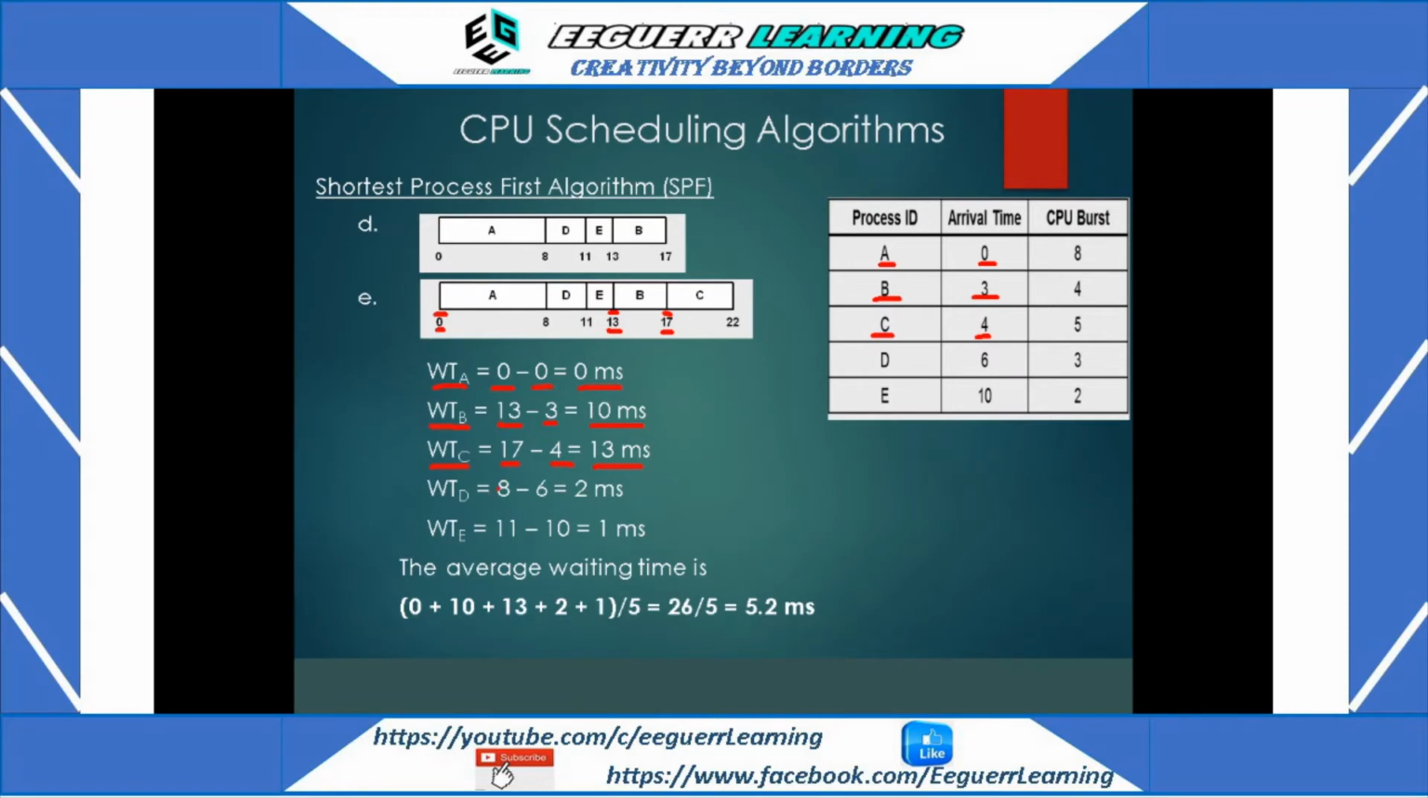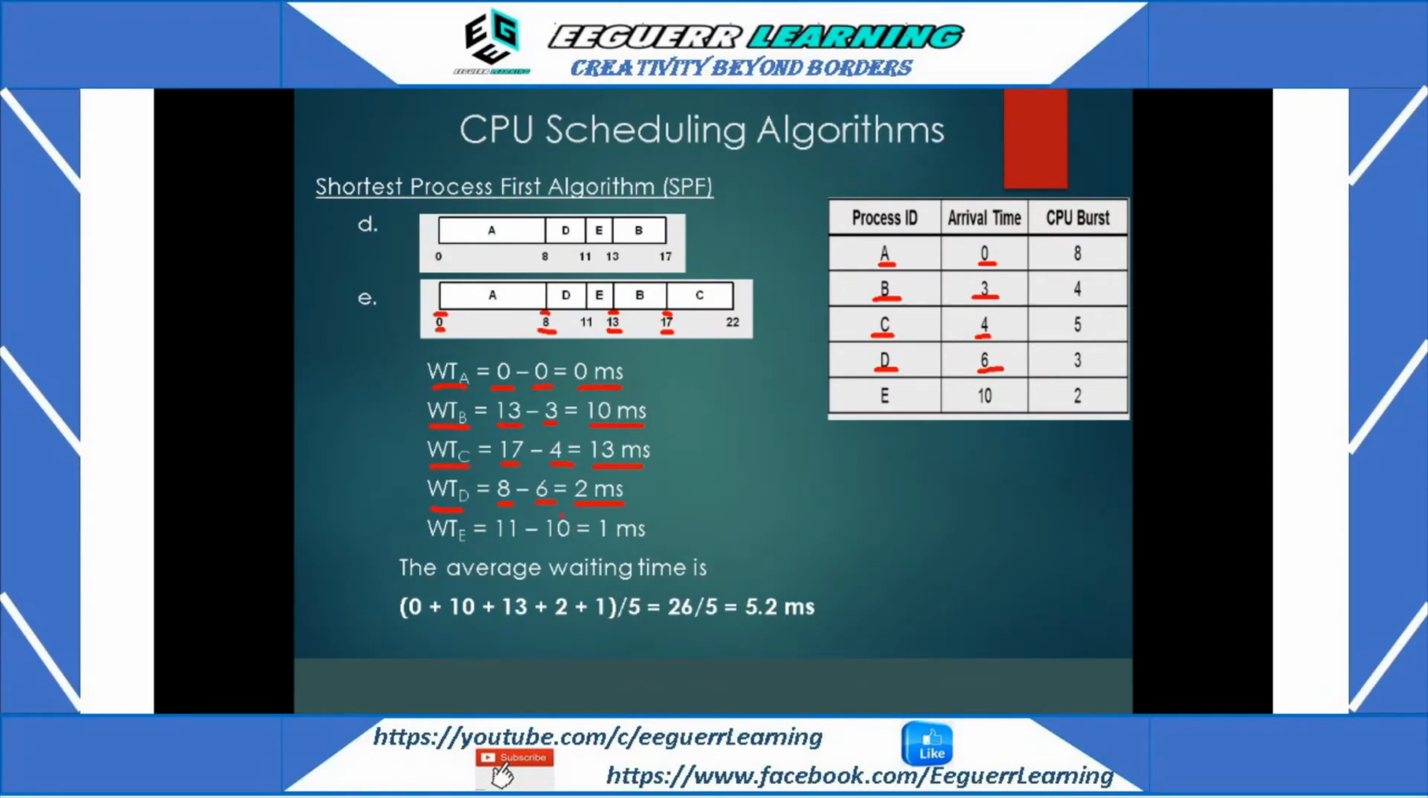Okay, we now go to the process D, the waiting time for the process D. So looking at the Gantt chart again, the tail of letter D is here, and the value is 8, and place it here. And look at the table of process D and get the arrival time of 6 and place it here. Then subtract 8 minus 6 is 2 milliseconds.